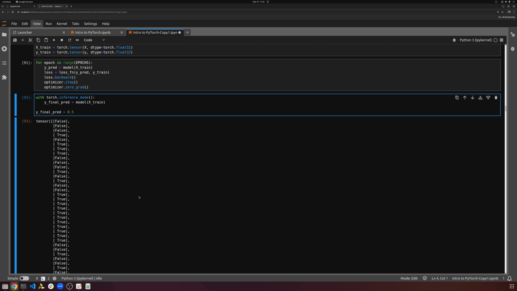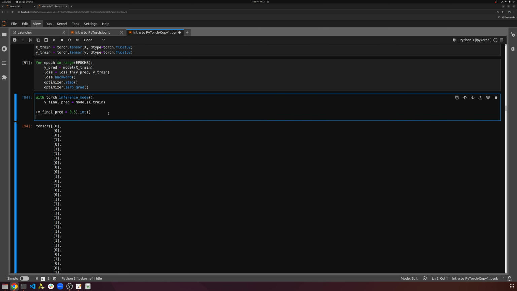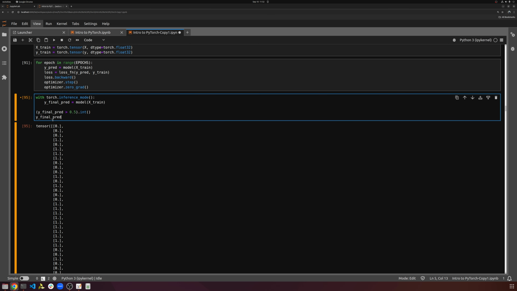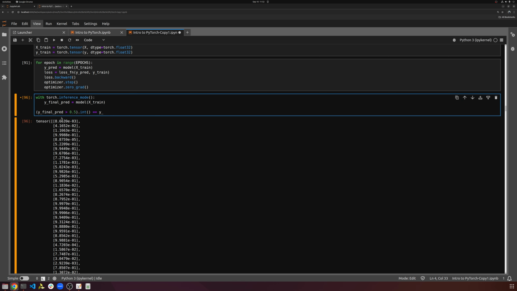And what we're going to do is just convert it to an int, just to keep it simple. So we predict zeros for these and ones for the other ones. And we also have our y train. These are my true values, and y final pred are my predicted values. And convert it to int. So we can just do equal to y train.